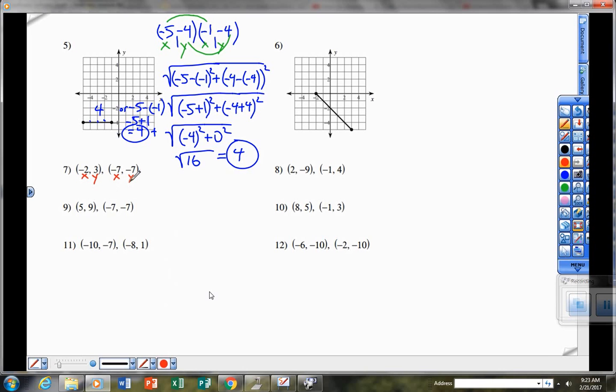Subtract x's and y's, so negative 2 minus minus 7 plus 3 minus minus 7. So that's going to be negative 2 minus minus 7. I'm going to fix this.